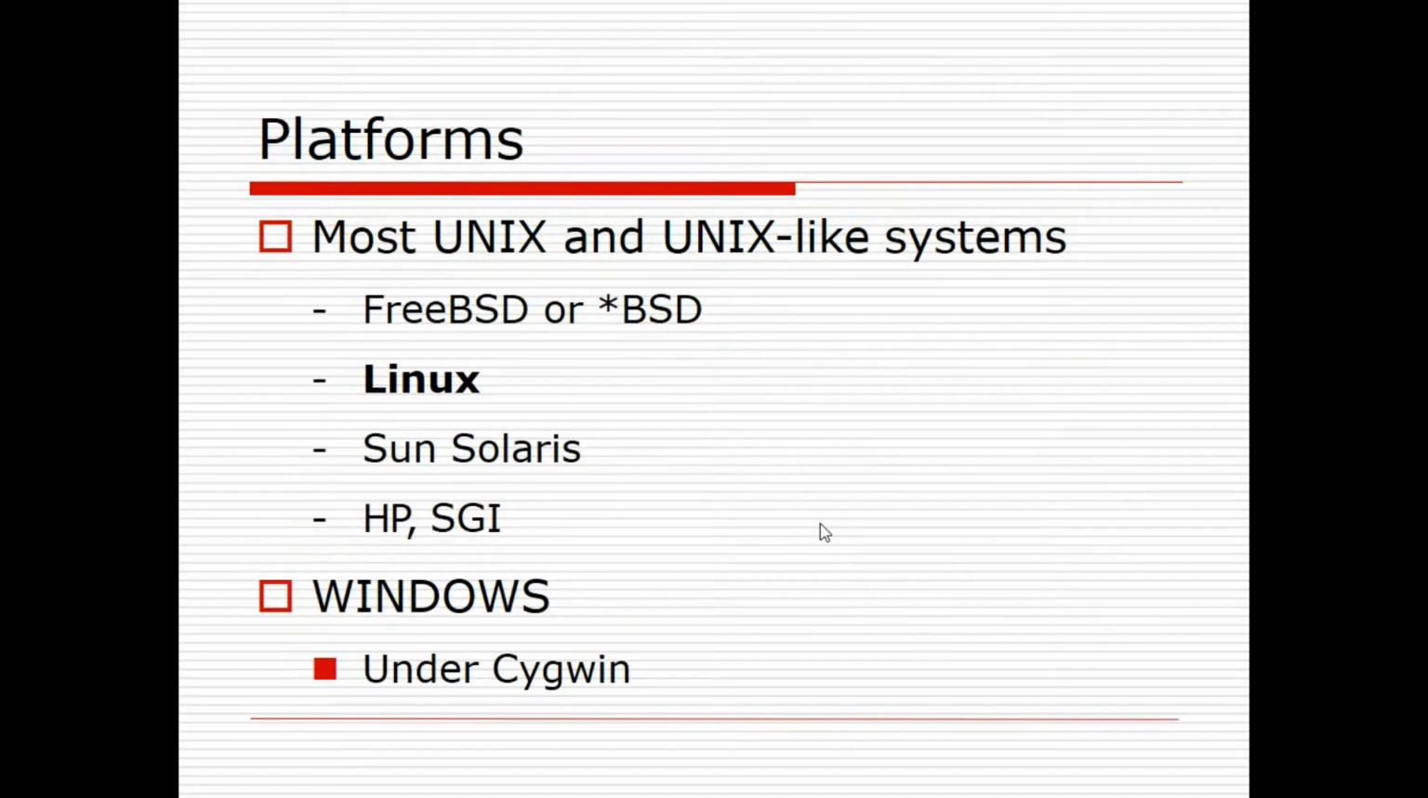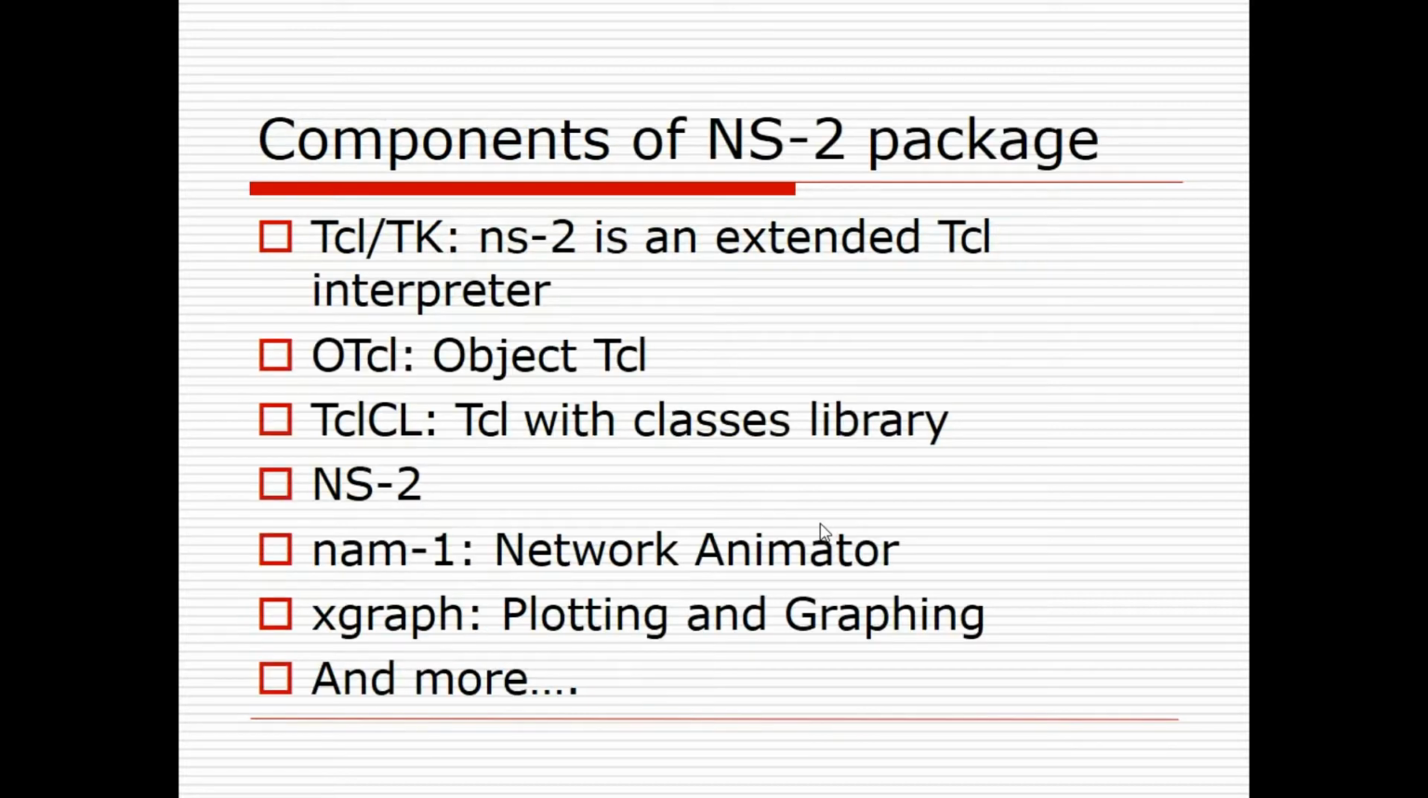So what are the platforms where NS2 can be installed? Most Unix and Linux based systems, that is FreeBSD or BSD, Linux, Sun Solaris, HP and SGI, and Windows under Cygwin. So I don't recommend Cygwin. I recommend you install it either on Fedora or Red Hat, and preferably Ubuntu, because in my doctorate work I used Ubuntu 15.04 to implement my protocol, which was based on sensor communications.